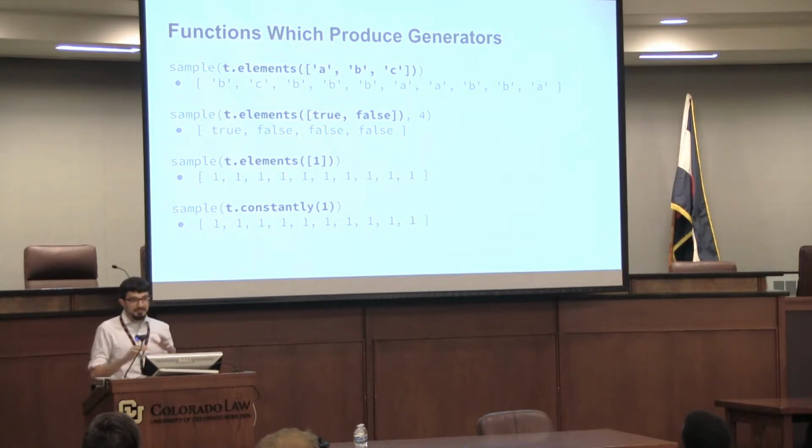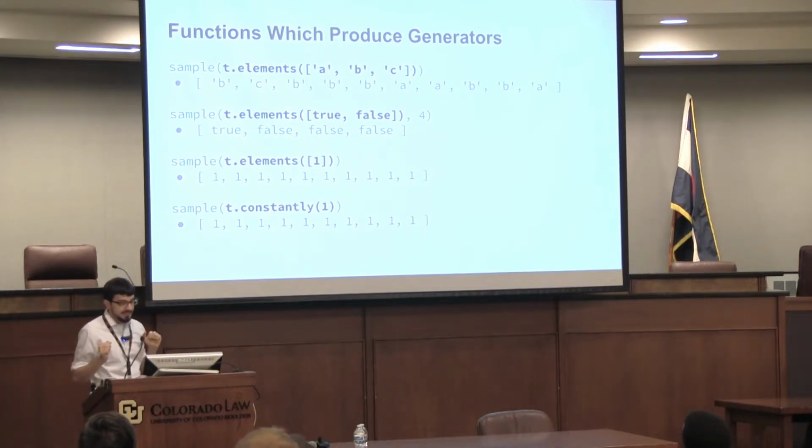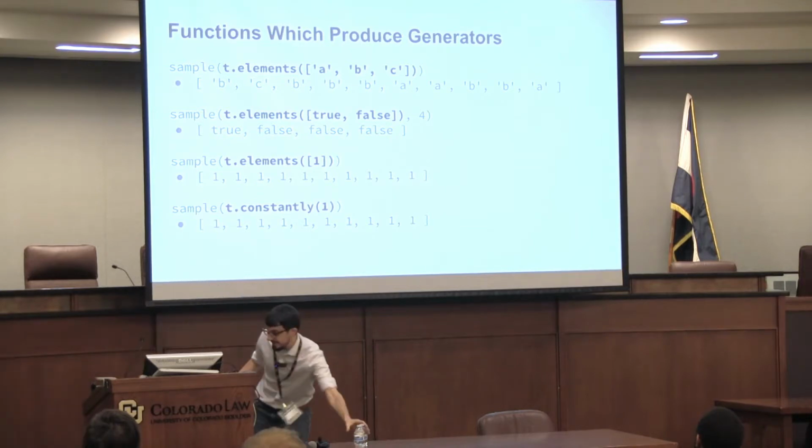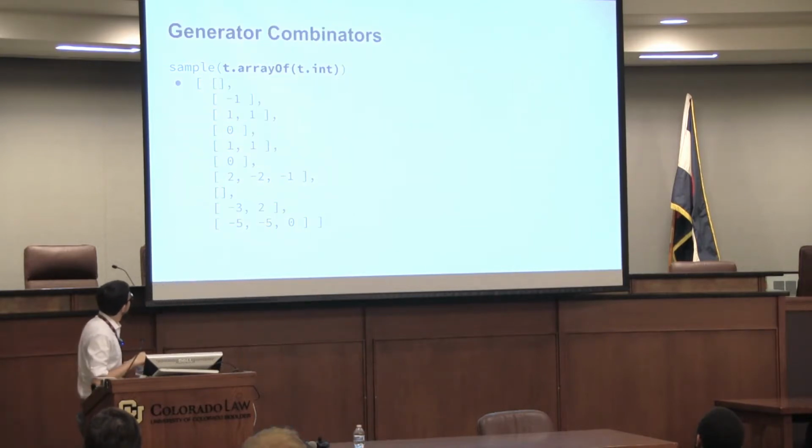So the built-in generators, there are so few of them, they're not going to be sufficient for most use cases. So we're going to have to build generators of our own. GemTest provides some functions for creating our own generators. Elements is the first one we'll go through. Elements turns any non-empty array into a generator. So when that generator is sampled, the generator produces random entries from the given array. Constantly is just a shorthand for the single element case.